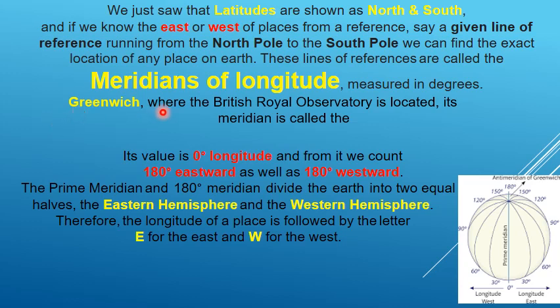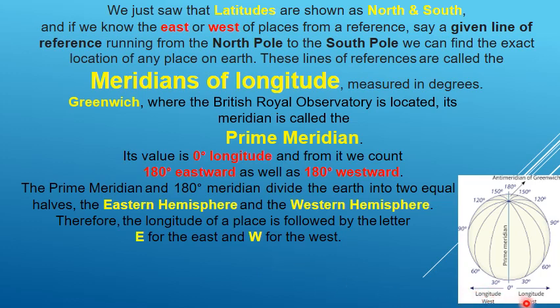Greenwich is a place where the British Royal Observatory is located. Its meridian is called the prime meridian. Its value is 0 degree longitude, and from it we count 180 degrees eastward as well as 180 degrees westward. The prime meridian and the 180 degree meridian divide the earth into two equal halves, the eastern hemisphere and the western hemisphere. Therefore, the longitude of a place is followed by the letter E for east and W for west.